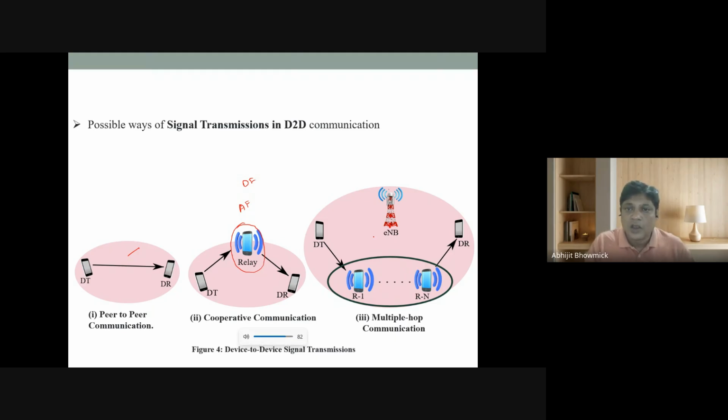Another one is multi-relay. See, these D2D users want to transmit this data. It is called multi-hop transmission. The signal will be received by this R1, the first relay. There will be a second relay. N number of relays are there. Then it will forward to the receiver. So if I use this strategy, I can extend my coverage area.